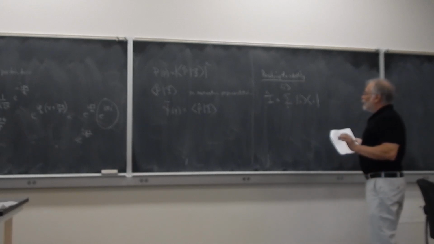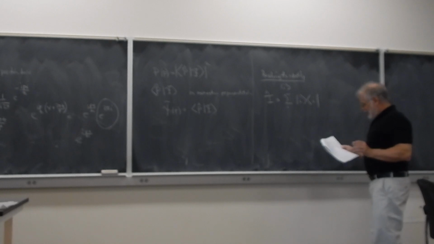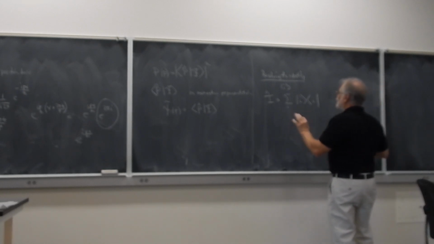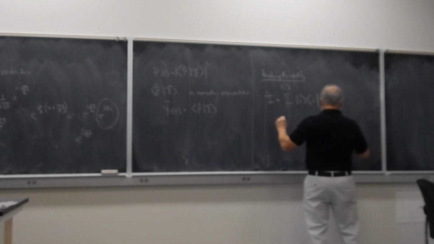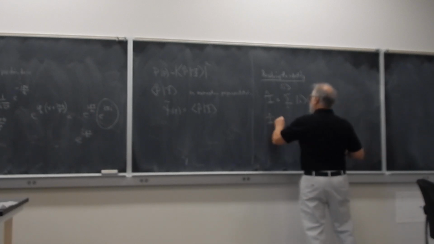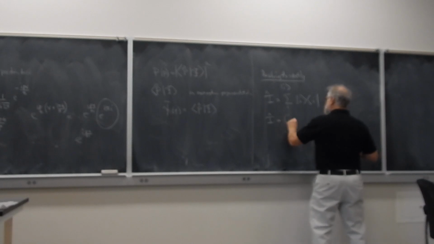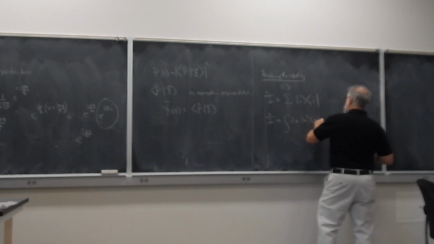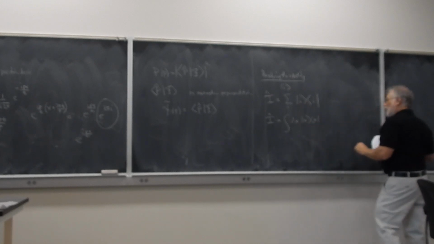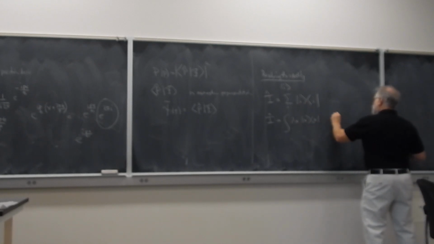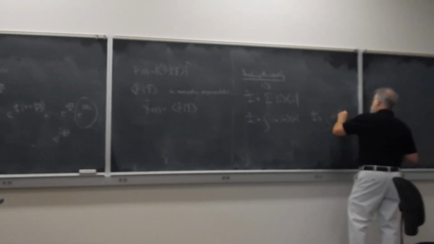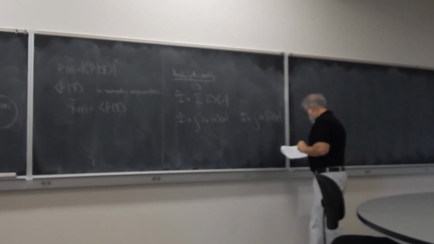Now, both position and momentum each define basis vectors, and I can do the same sort of resolving in this way. I can write my identity operator as the integral of dx |x><x|. Or I can write it as I is equal to the integral of dp |p><p|.